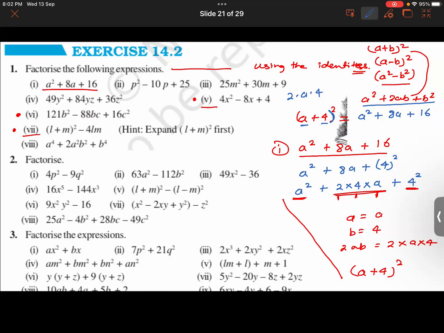So you are seeing a square plus 8a plus 16, same as it is given in the question, isn't it? So actually the concise form of this expanded expression is a plus 4 whole square that we solved. So you have to identify by seeing the first and the last term, and also look at the plus and negative sign. For example, the sixth one, there is a negative sign here. So you will be using the a minus b whole square identity. Hope that is clear to you guys.